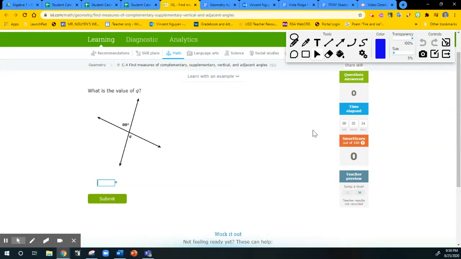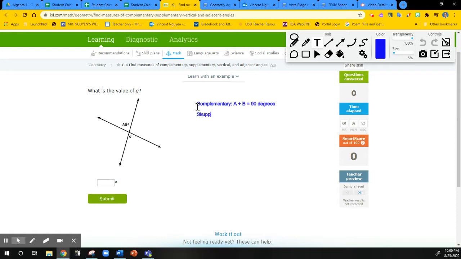Today we're going to be working on finding measures of complementary, supplementary, vertical, and adjacent angles. So let's review those really quick. For complementary, the relationship is angle A plus angle B equals 90 degrees, right? So that's the total measure of the complementary angles.